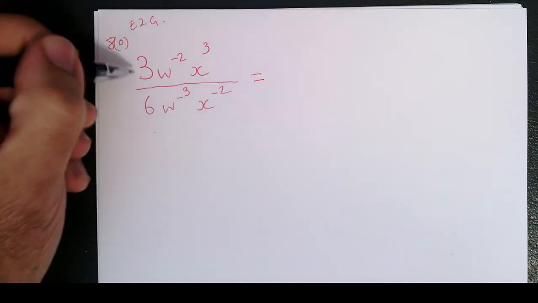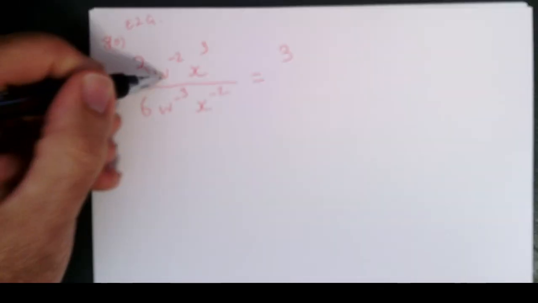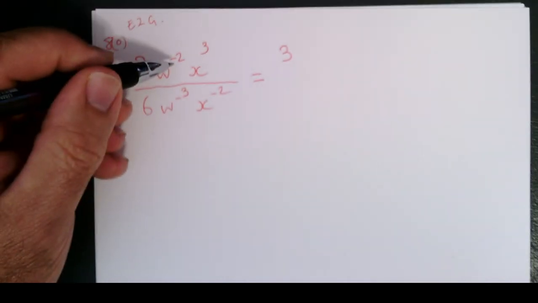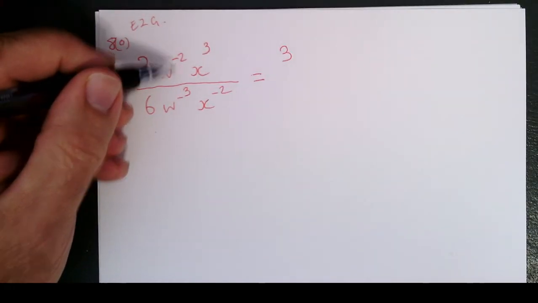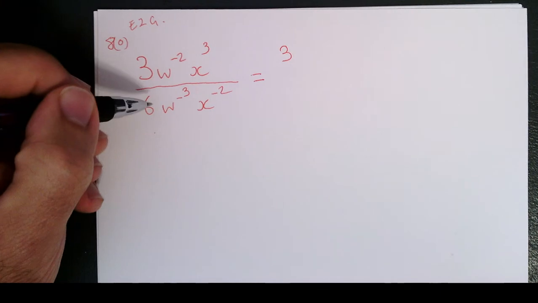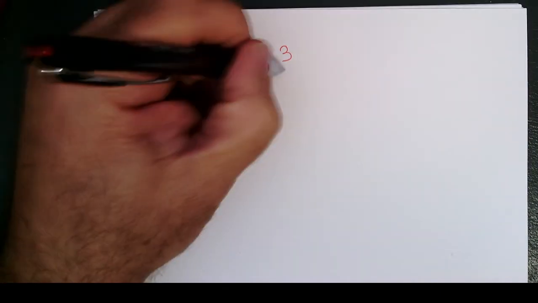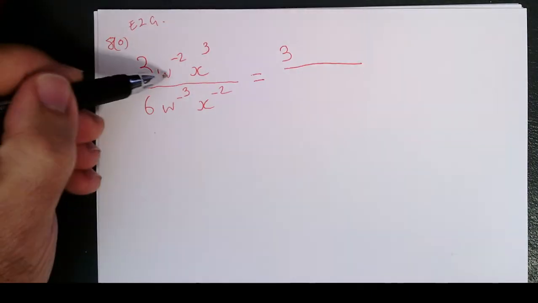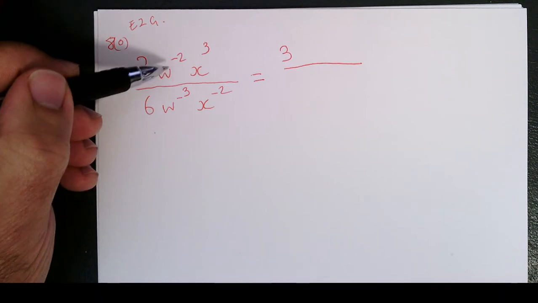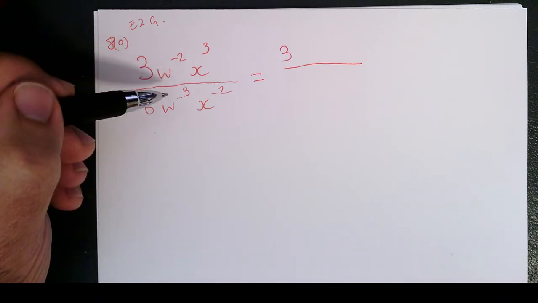So the 3 has got a positive power. It can stay there. This W has got a negative 2. So I'm going to move it. It's going to go down beneath the fraction line. So that W squared is not going to be on top. It's going to be down the bottom.